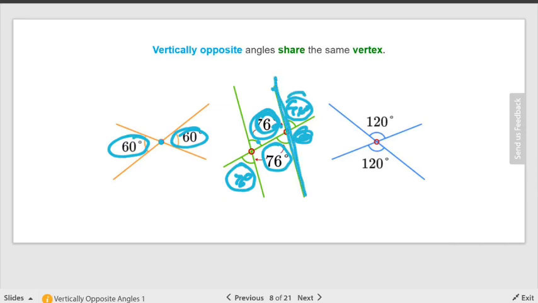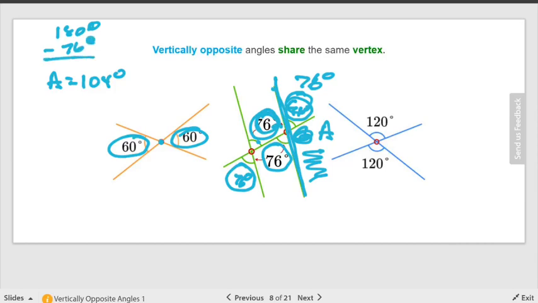So if this one is 76 degrees, then this one can't be, if I may call that capital A, because it's not adjacent. They have to add up to make what? 180. So what is angle A then? It's 104 degrees, because 180 degrees minus 76 degrees. But these two are opposites? No, they're side by side. They're adjacent. Look closely at where the lines are.